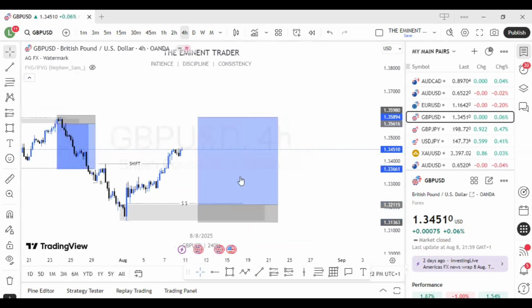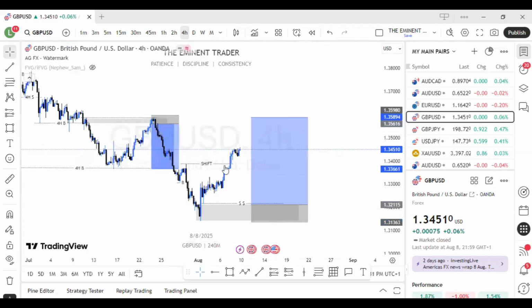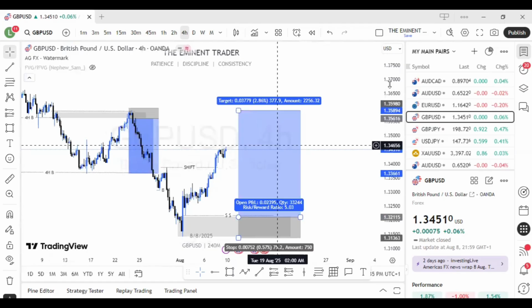So I push the price down to peak entry here. But this is a very valid order block. Very, very, very valid. And there's a shift already. So let's see what the market decides to do.